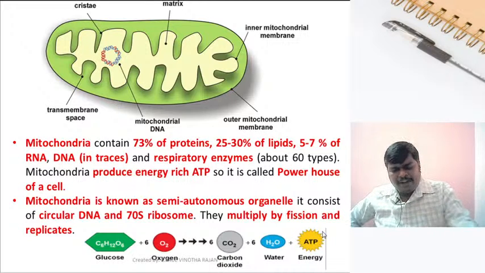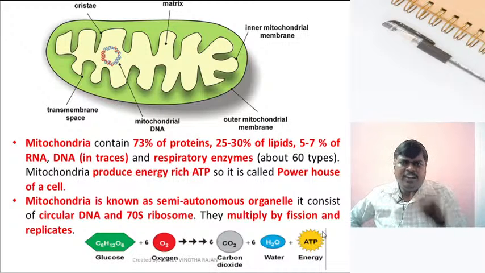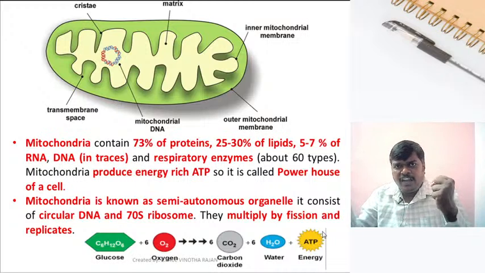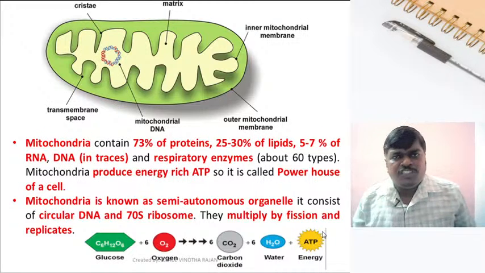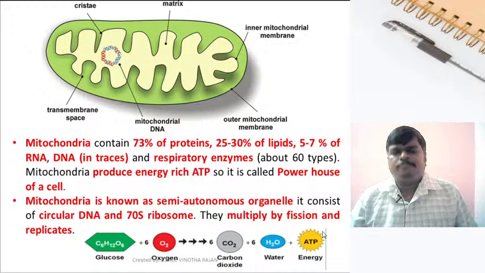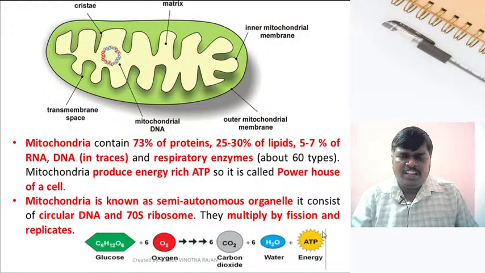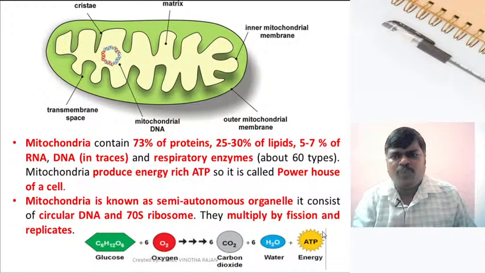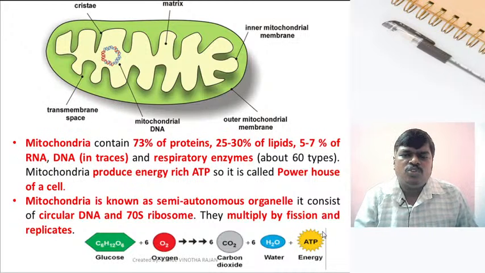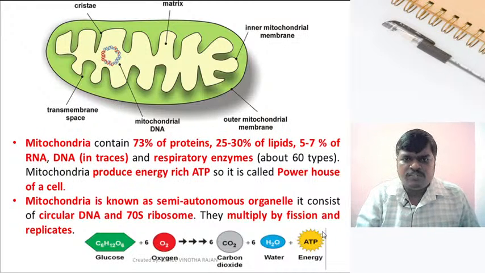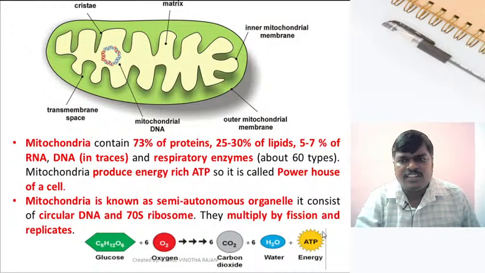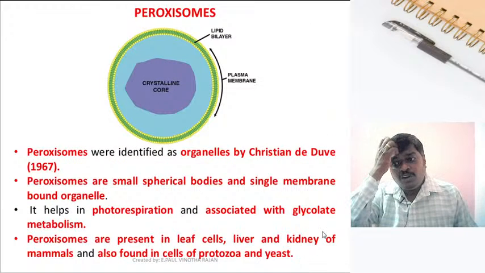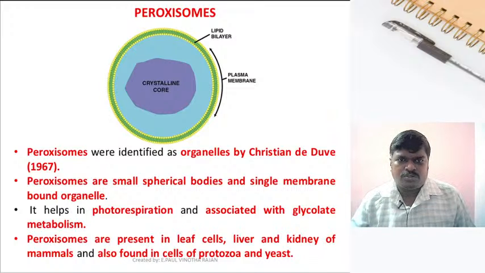That is the reason why the mitochondria is known as the powerhouse of the cells. Why is it called the powerhouse? Because it produces what? ATP. That ATP is the one which gives energy for all physiological processes. That is the chemical energy. It provides chemical energy for various physiological processes. That's why the mitochondria is known as the powerhouse of the cell, and ATP is known as the energy currency of the cell. Next, we are going to talk about peroxisomes.